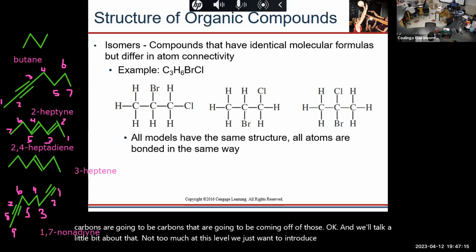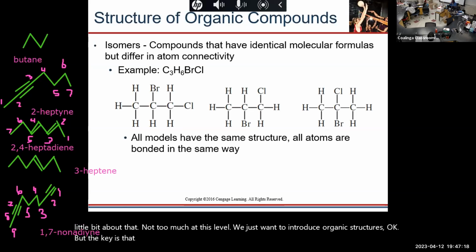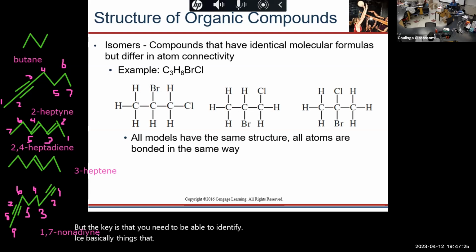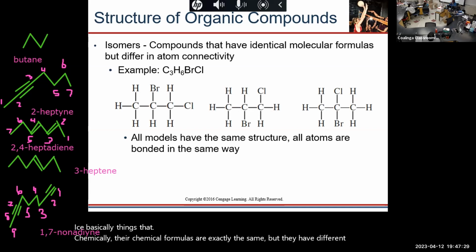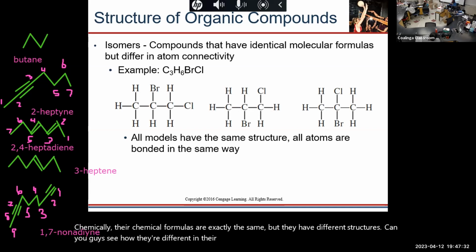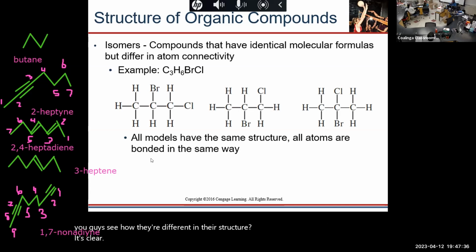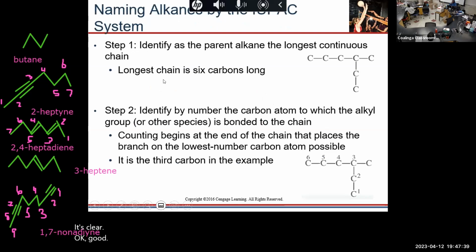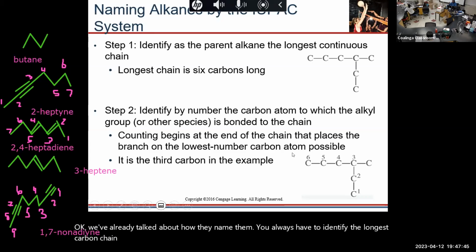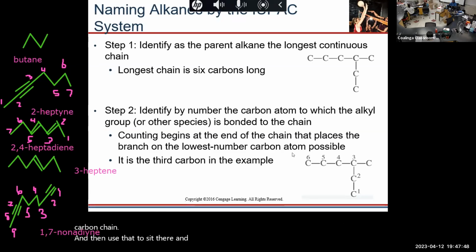Okay. But the key is that you need to be able to identify isomers, basically things that chemically, their chemical formulas are exactly the same, but they have different structures. Can you guys see how they're different in their structure? It's clear. Okay, we've already talked about how to name. You always have to identify the longest carbon chain. Then you use that to get our prefix.